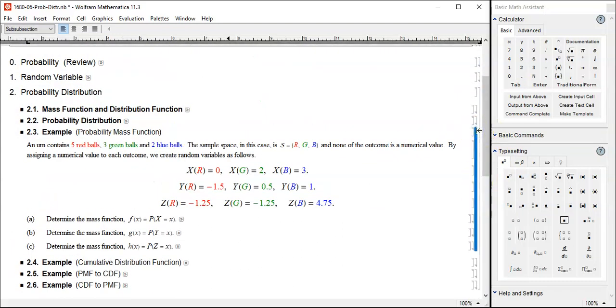Okay, so much for an example on the probability mass function. We're going to have to discuss the cumulative distribution function shortly, but it looks like we had better do that in a separate video, so let's stop here.